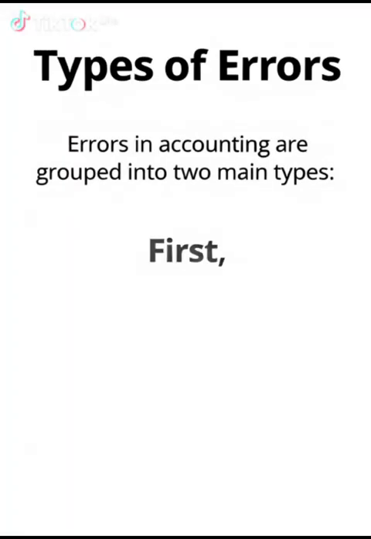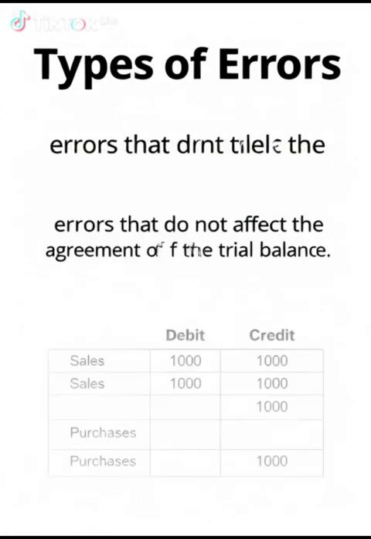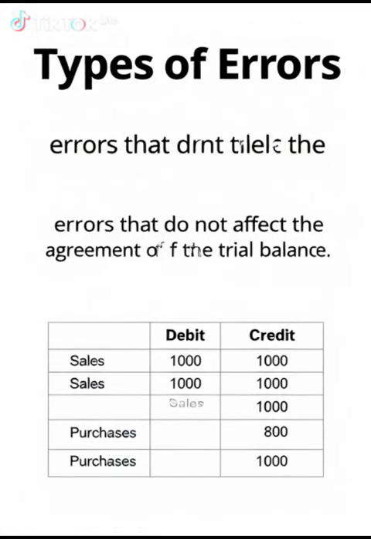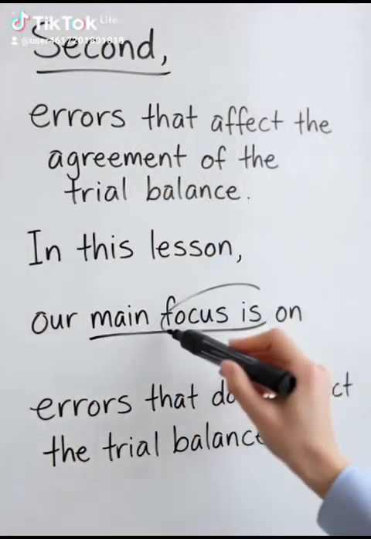Errors in accounting are grouped into two main types. First, errors that do not affect the agreement of the trial balance. Second, errors that affect the agreement of the trial balance. In this lesson, our main focus is on errors that do not affect the trial balance.